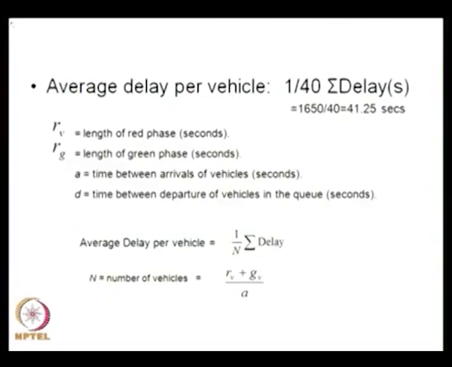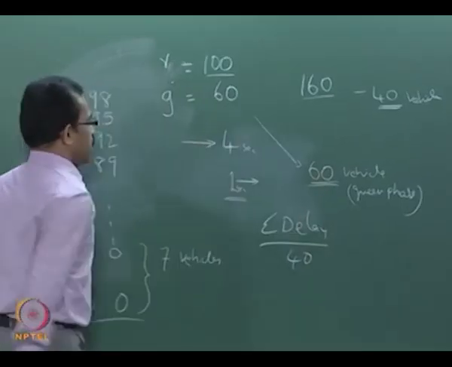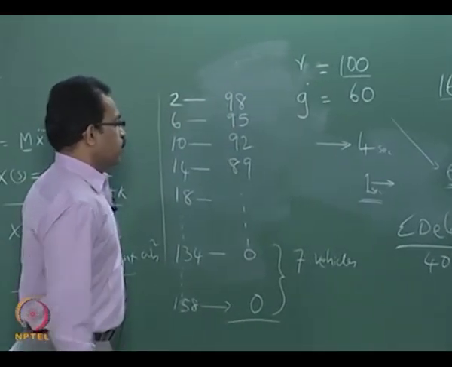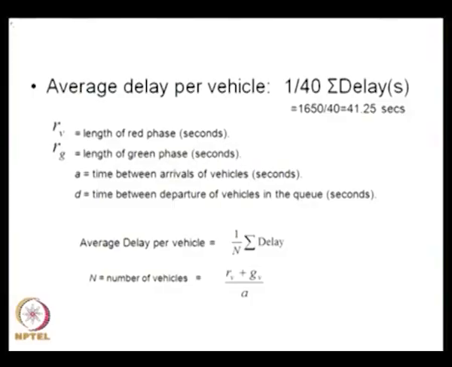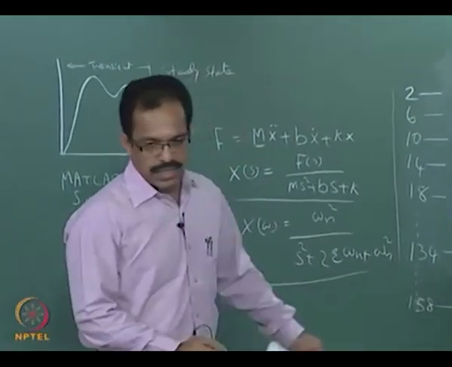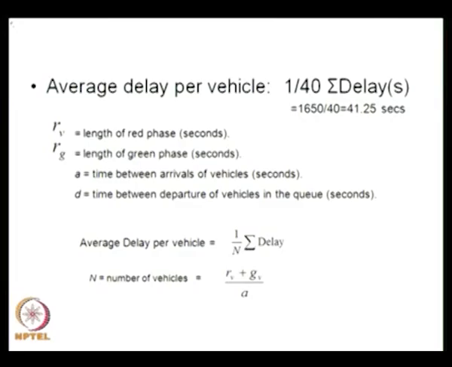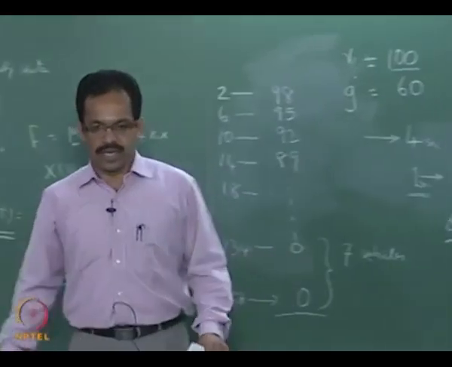So we need to find out the average delay. In this case the average delay will be the total delay of the vehicles divided by 40 vehicles. 40 vehicles are coming during the phase, so it will be sigma delay by 40, and that will be the delay. So in this case you can see that the delay will be around 41.25 seconds, that is the average delay of the vehicle.